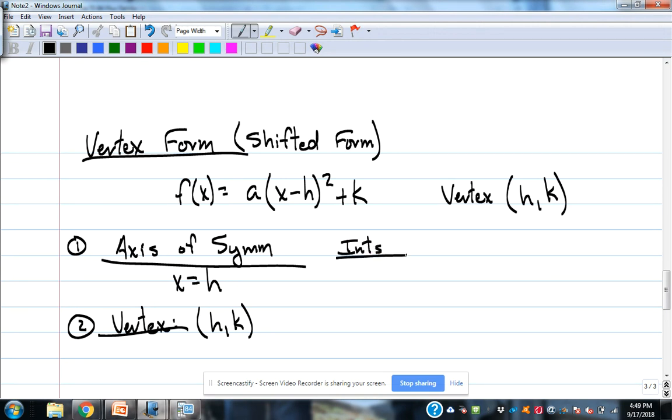The intercepts, again, y-intercepts, not as easy here, but still not hard. Plug in 0 for x. Work it out. That's all you've got to do to get a y-intercept.